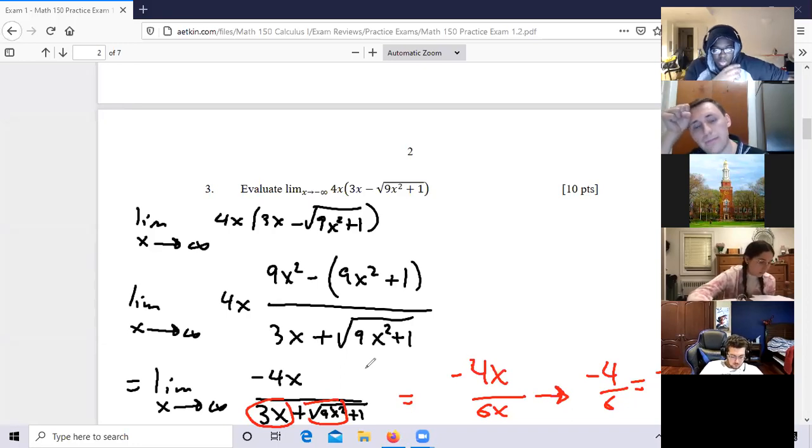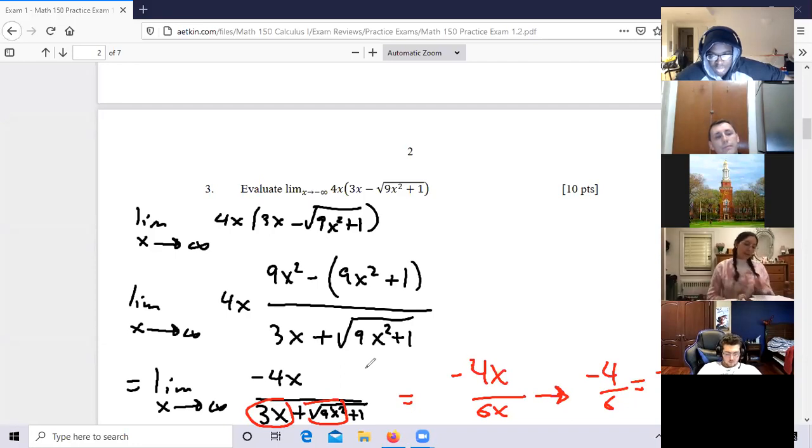Wait, I've got one quick question. On the numerator, where you see 9x to the second minus, and then in parentheses 9x plus 1, I know you multiply by the 4x on top. Isn't it supposed to be 4x minus 1? Or am I going crazy?